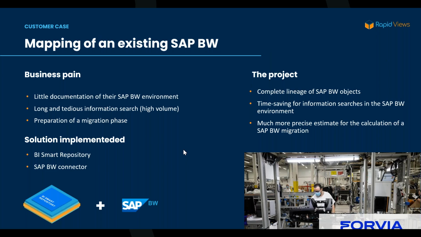If they want to search for information in the repository, you just need to go to the data search and search for it. And it's really important, they have a better understanding of the BW environment, so it's easier to estimate the cost of the BW migration, because if you don't know the volumetry of your BW environment, it's really hard to know what it will cost to migrate it. So they use it to do that.